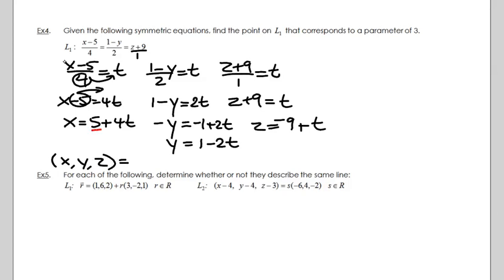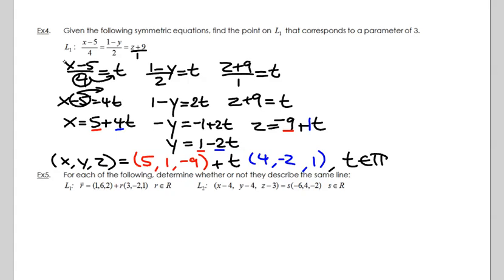Okay, once it's in this form, I can easily see that x, y, and z is equal to these guys, which are my position vector, 5, 1, and -9, plus my parameter multiplied by each of the numbers that is multiplying my parameter. So 4, -2, and 1. Okay, and remember, t belongs to all real numbers. What I did was I just changed it from symmetric form back into vector form.